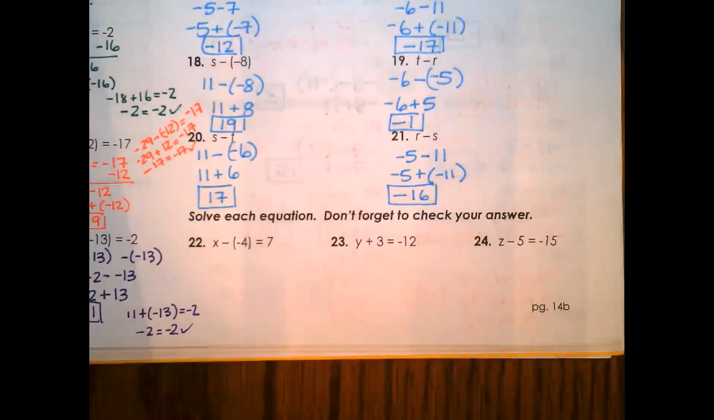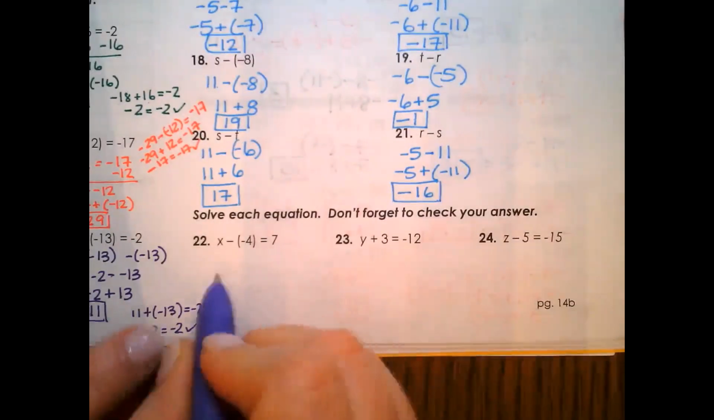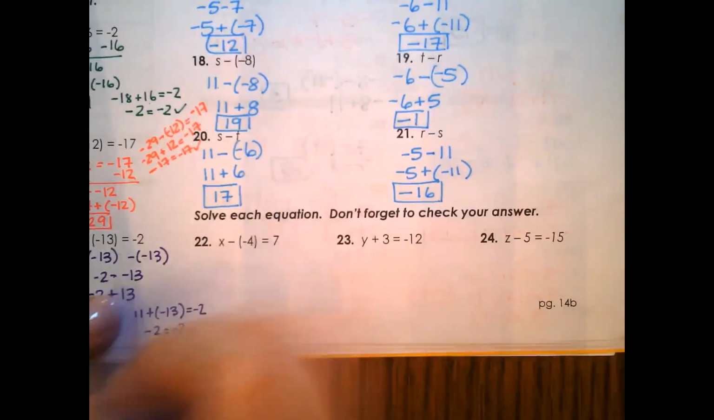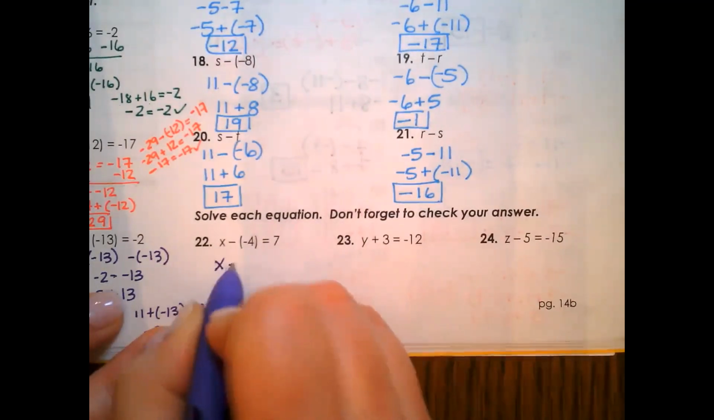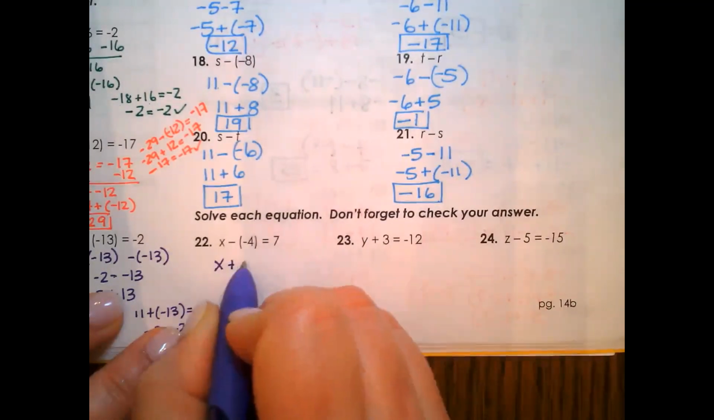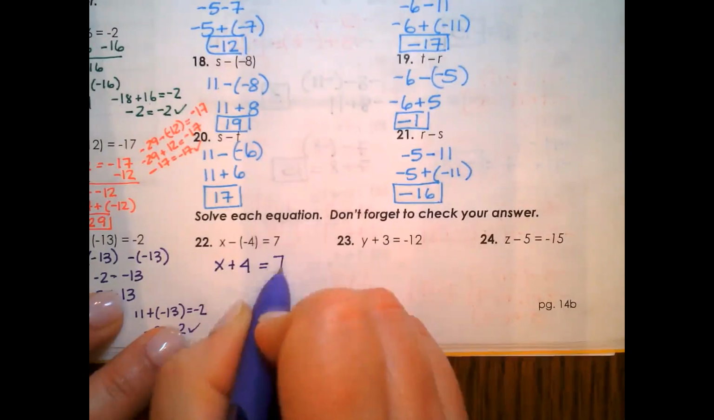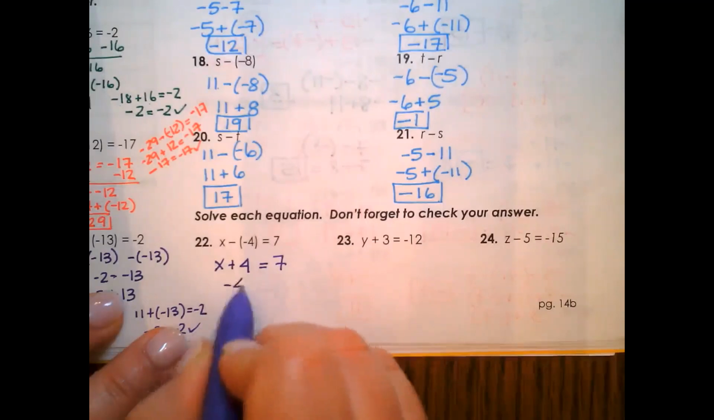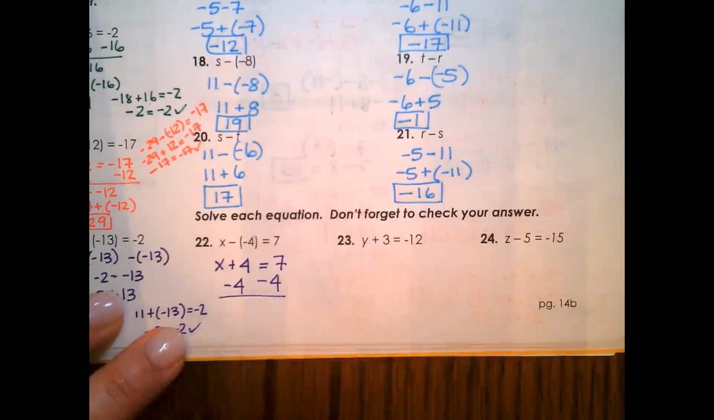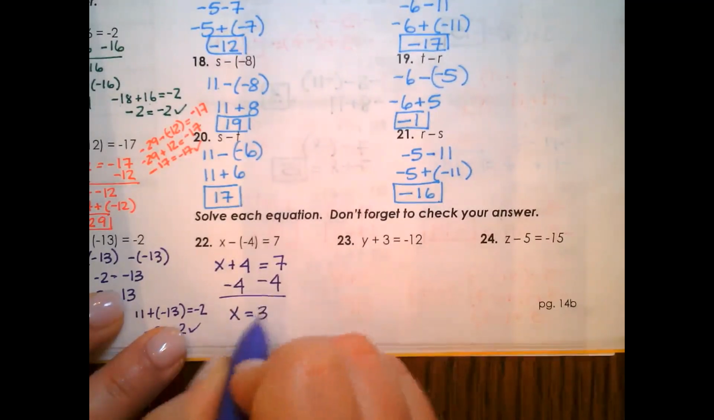All right, and these last 3 problems are all equation solving. So it's just like the page that we just did. So here we're subtracting a negative. We're going to add a positive. And then to solve the equation, since we're adding 4, to undo that, we're going to subtract 4 from both sides. We're using inverse operations. And x will equal 3.